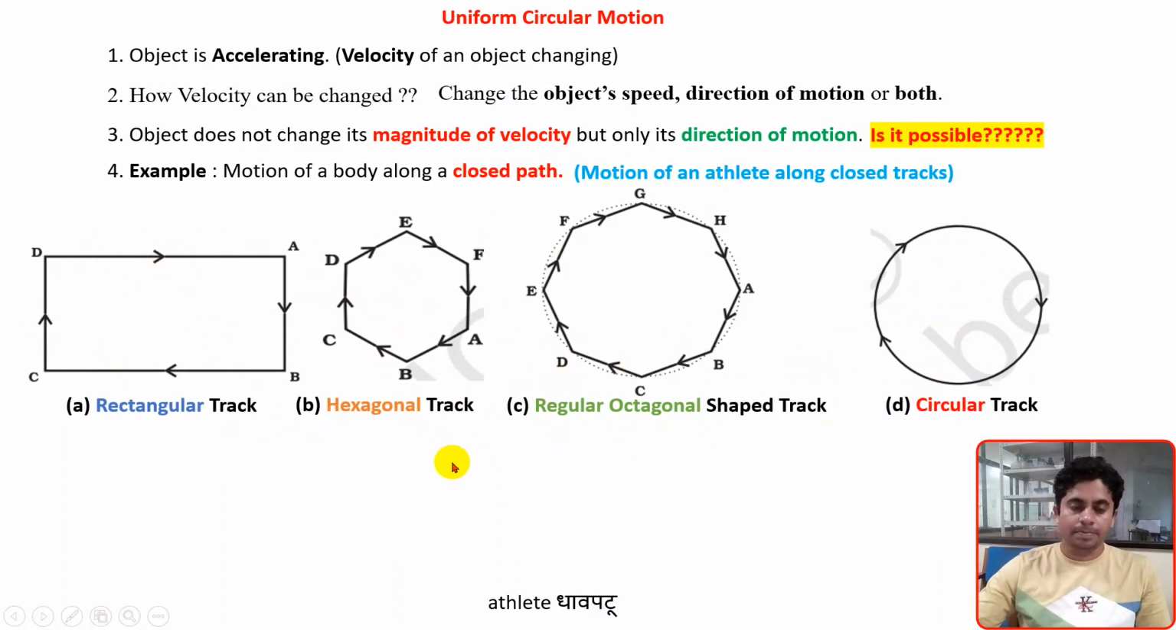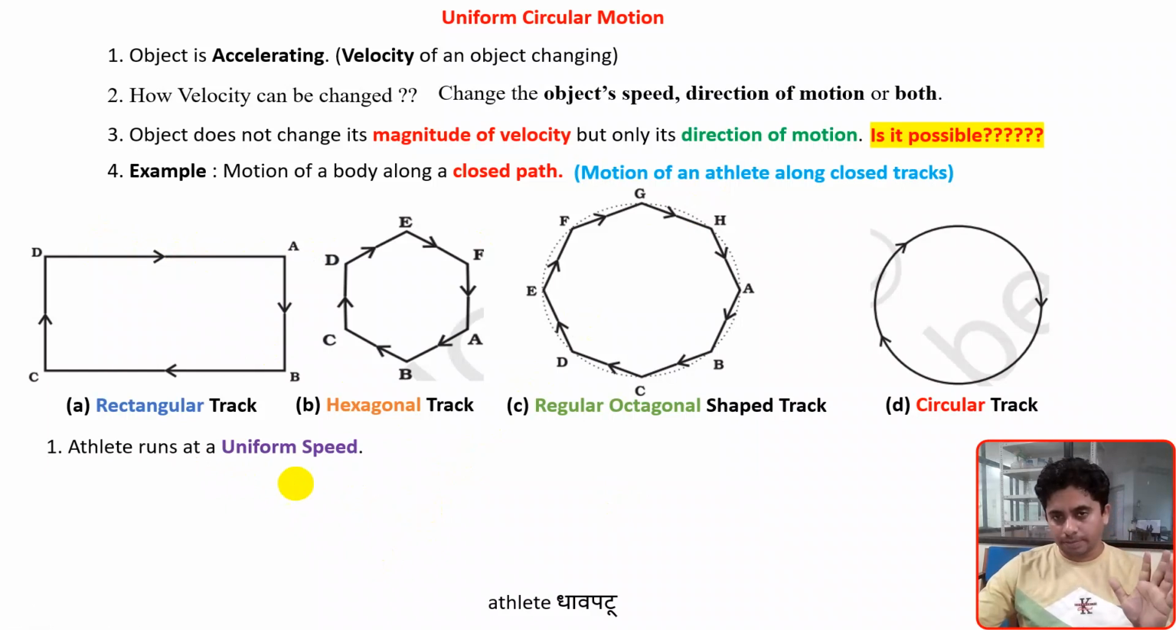The athlete is running. There are a few basic assumptions we will make to describe this concept of uniform circular motion. What are those assumptions? The first assumption is that the athlete runs at a uniform speed. While running on these tracks, the athlete maintains constant speed. Suppose he is running at 5 kilometers per hour, and he maintains that speed for that 1 hour, consistently.